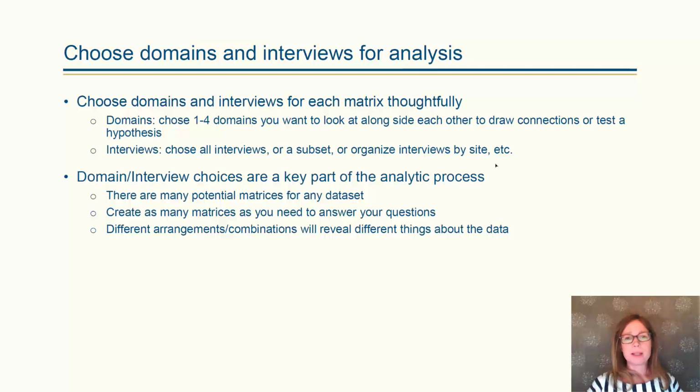And choosing your domains and your interviews for analysis is really important. You want to do this really, really thoughtfully. For the domains, like I said, 1 to 4 is usually a good number to start with, and there are domains that you want to look at alongside each other to help draw connections, or maybe you're going to try to test a hypothesis. For the interviews, very often you're probably going to want all your interviews, but you can also choose a subset, or you can organize the interviews by site so that it facilitates looking at them in chunks as you run down the page.